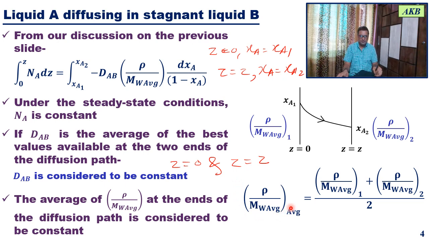So on this slide we have noted that in this equation Na is constant, dAb is constant, and in place of rho upon MW average we can use the average value and consider that as constant. After identifying all constant terms, the next thing you can do is take all those constant terms out of the integral, and that is what I have done next.